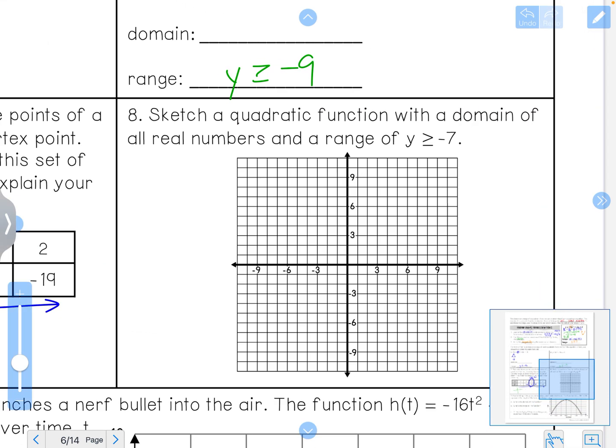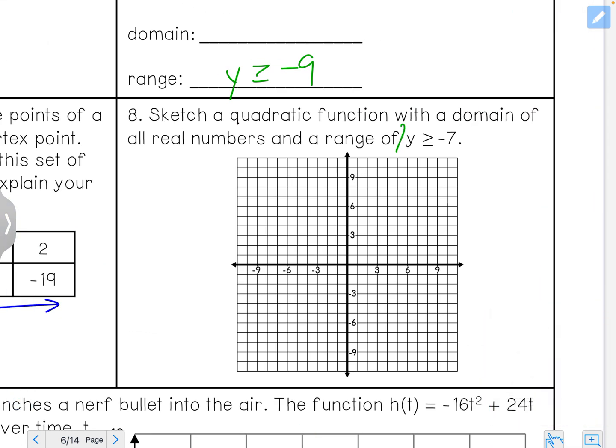All right, I want you to do this right here. Now remember, if all we have is the range, there's going to be some variation, but there should be one thing that is the same for everybody's graph.